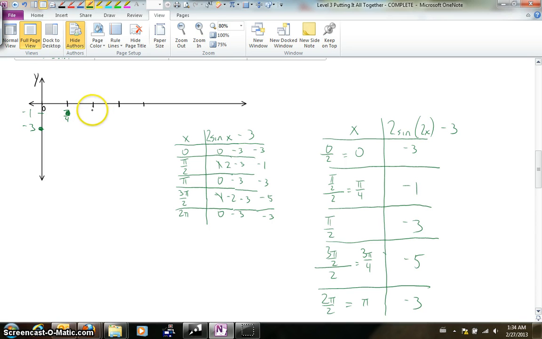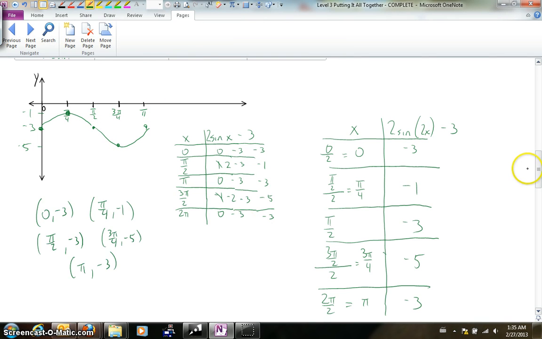Pi over 2 is at -3 again. 3 pi over 4 is down at -5. And then pi is at -3. Here's our function and here's our points, and on to the next one.